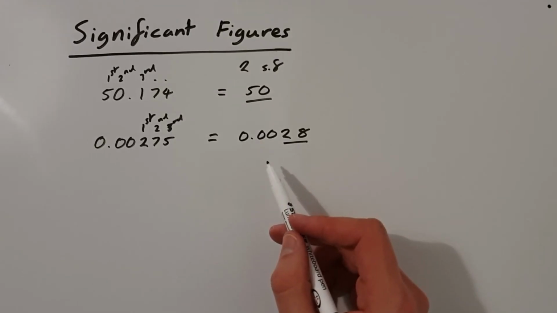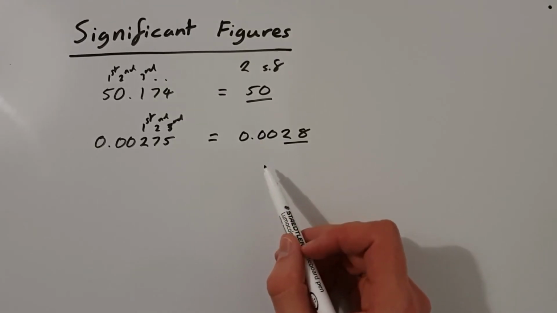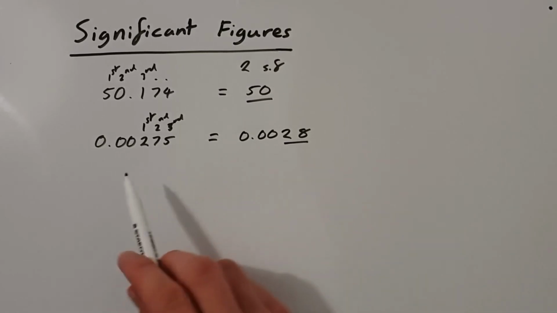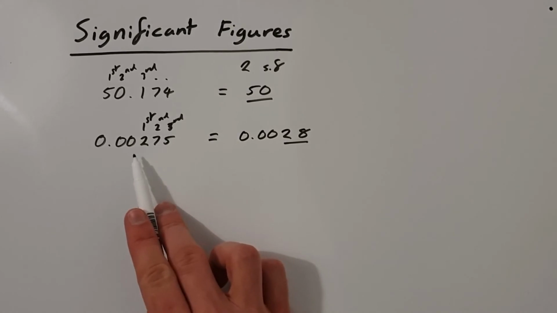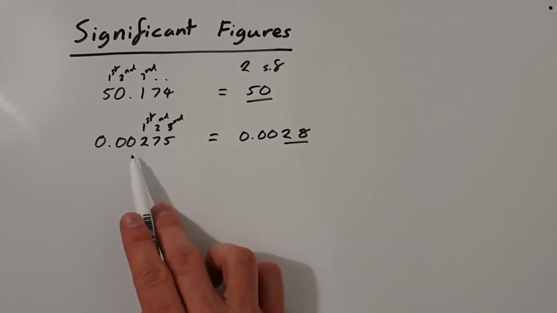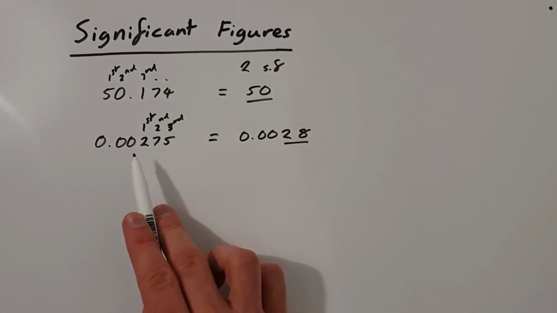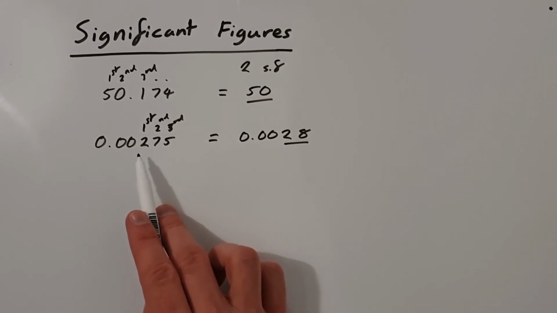It's really important that you get your head around what exactly a significant figure is, but the main rule is if there are zeros in front of the numbers at the start, then you can ignore all those zeros and your first significant figure is your first number above 0.